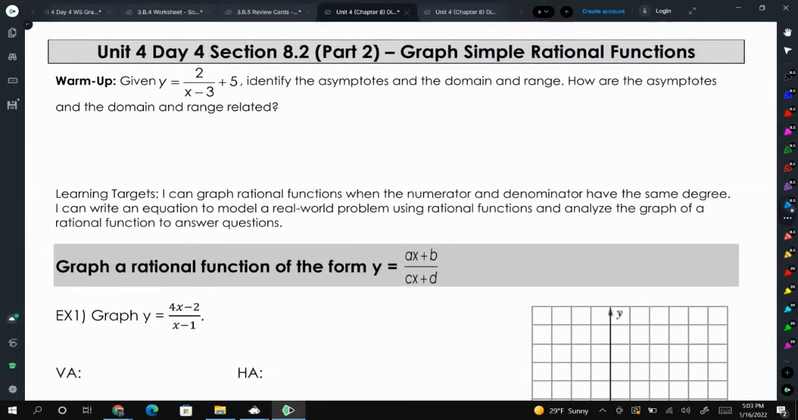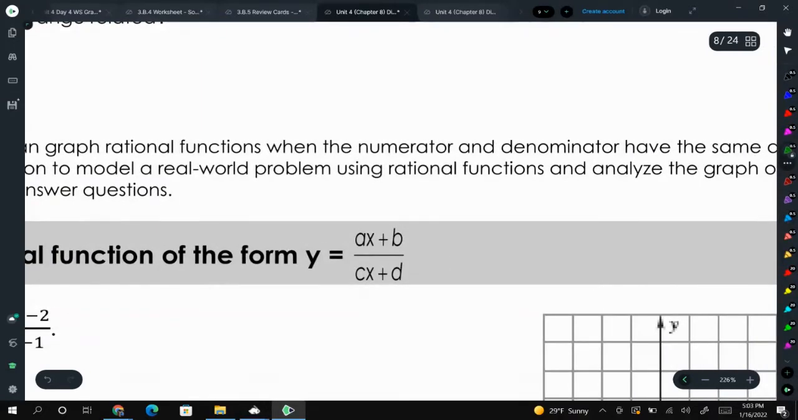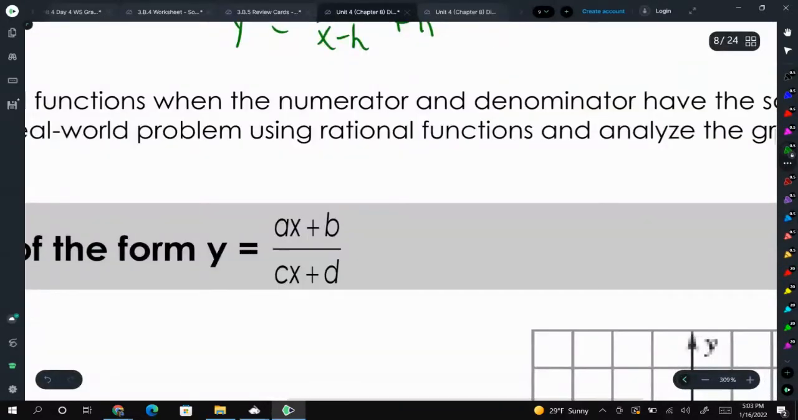Today we're going to be graphing different rational functions than we did the other day. This time, instead of being in the form y equals a over x minus h plus k, we're going to have a linear factor over a linear factor, or a linear function over a linear function. And a lot of the things are done the same way, but there are a few key differences.